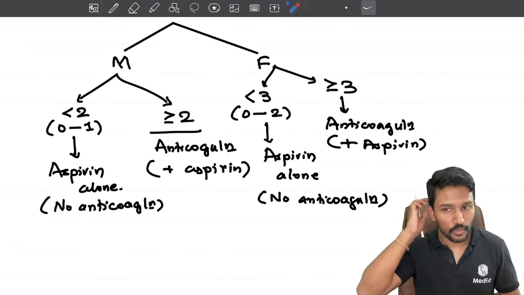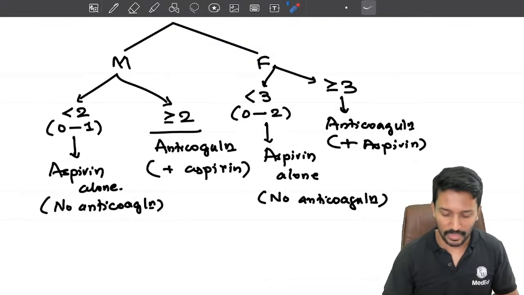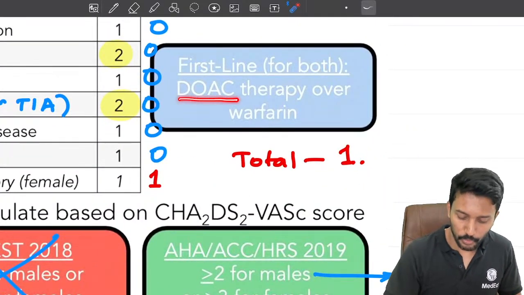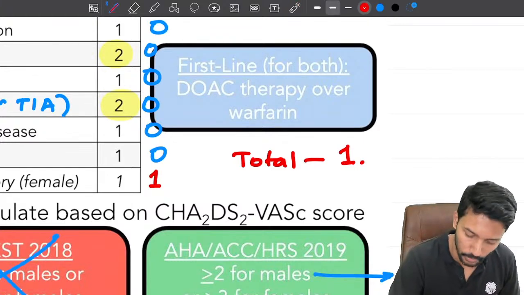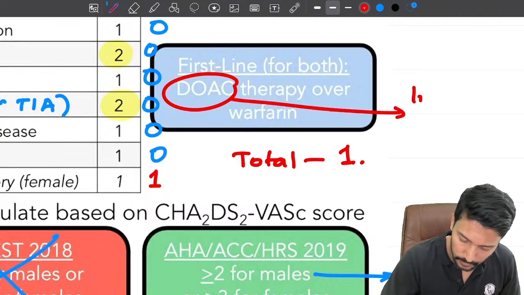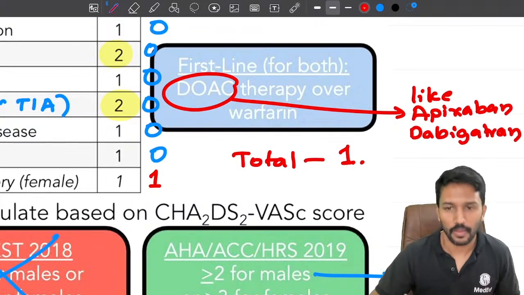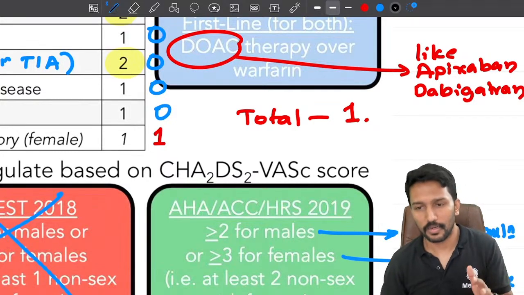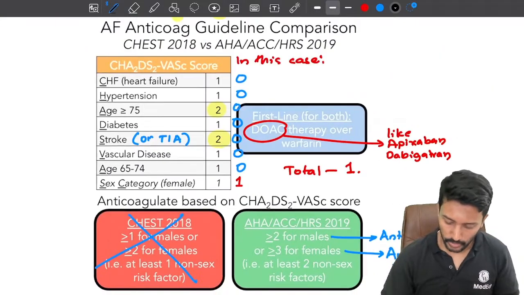Now one last point we need to remember is that if we are giving anticoagulation, what should we choose? Warfarin, or there are something called as direct acting oral anticoagulants or DOACs. So all the guidelines recommend that we should prefer using direct acting oral anticoagulants like apixaban. Examples I'll give you if you're not familiar: apixaban, right? Dabigatran. I'm just giving you a few examples. Okay, so these are preferred, but for a case of rheumatic valvular heart disease or those with prosthetic valves, we prefer vitamin K antagonists.